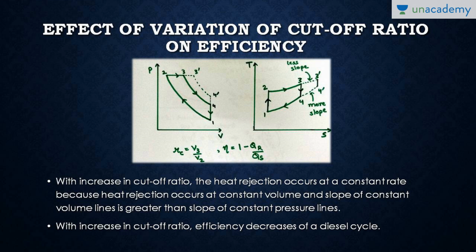So the efficiency is 1 minus QR by QS. QR is increasing as compared to QS, so the efficiency will decrease. So the final answer is, with increase in cutoff ratio, the heat rejection occurs at a faster rate, because heat rejection occurs at constant volume and the slope of the constant volume line is greater than the slope of the constant pressure line. So with the increase in cutoff ratio, efficiency will decrease for a diesel cycle, because the heat rejection occurs at a faster rate.